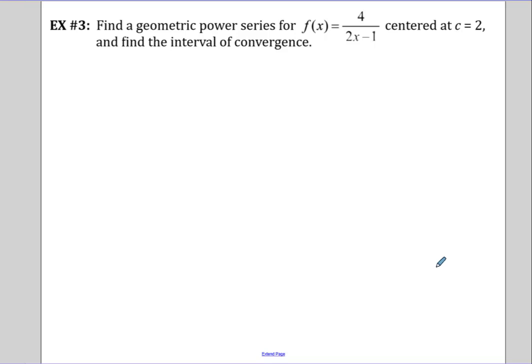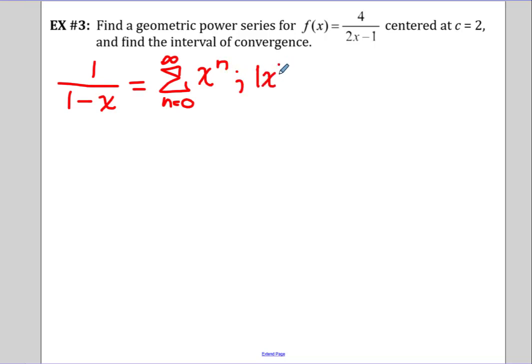Here we want to find a geometric power series for 4 divided by 2x minus 1. We're centered at 2, and we want to also find the interval of convergence. So once again, I'm reminding you that the series 1 divided by 1 minus x can be written in sigma notation from n equals 0 to infinity, x to the n power, and that it's going to converge if the absolute value of x is less than 1.